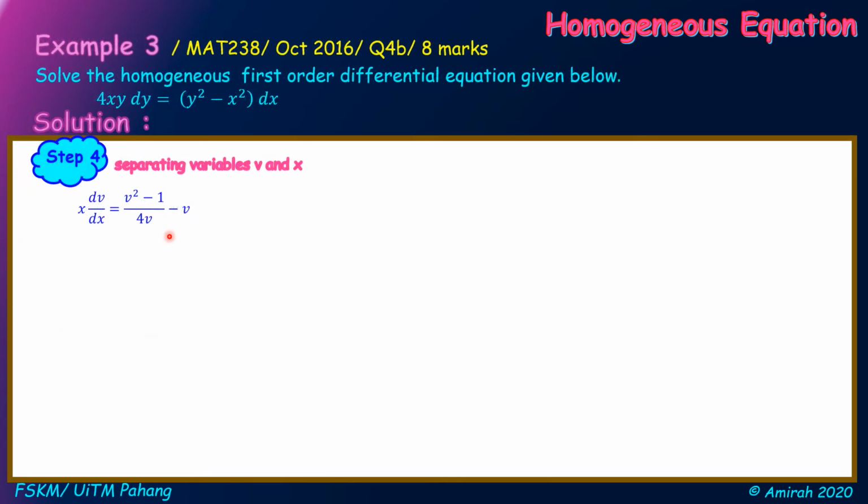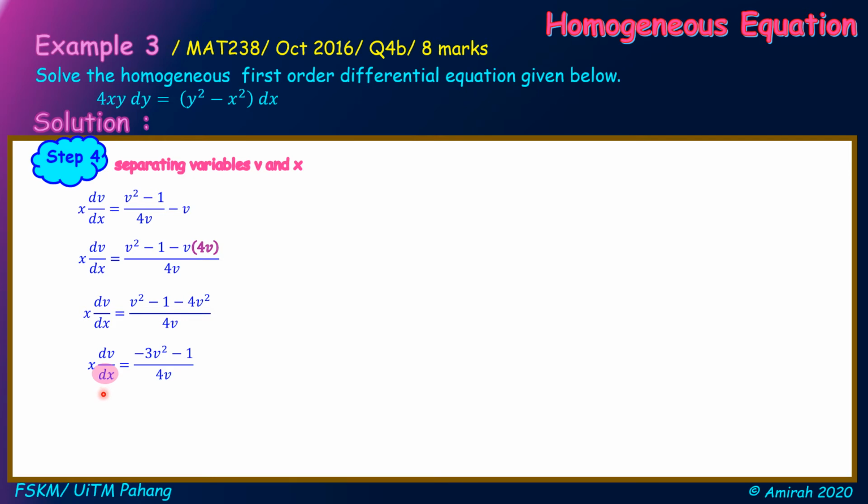Alright, from here, we can standardize the denominator on the right hand side. So we have v squared minus 1 minus v times 4v over 4v. Okay, and then we expand and simplify. So we get x dv over dx equals negative 3v squared minus 1 over 4v.